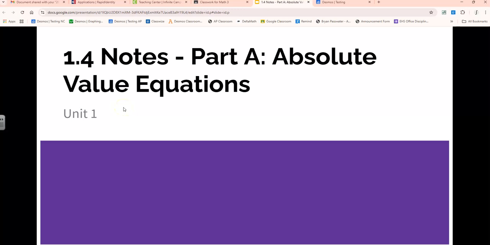Today we are going to work on absolute value equations. Tomorrow we're going to work on absolute value inequality. So equations have an equal sign. Inequalities are going to have a greater than or less than sign.